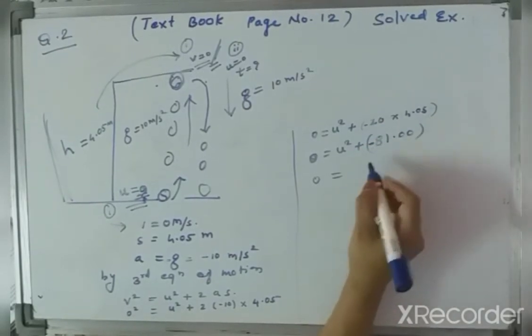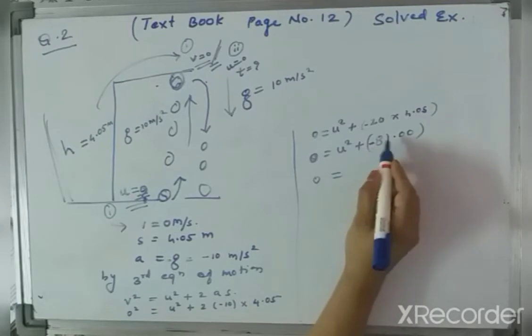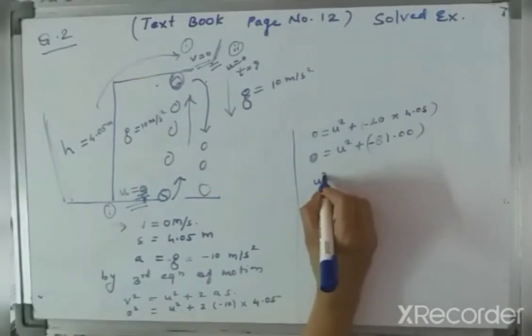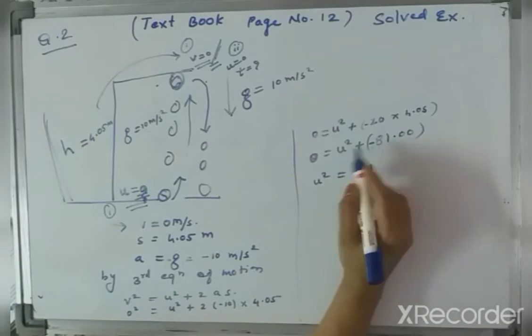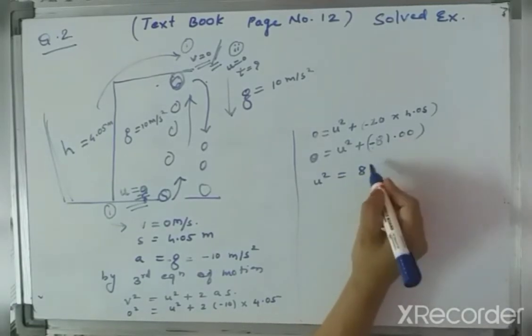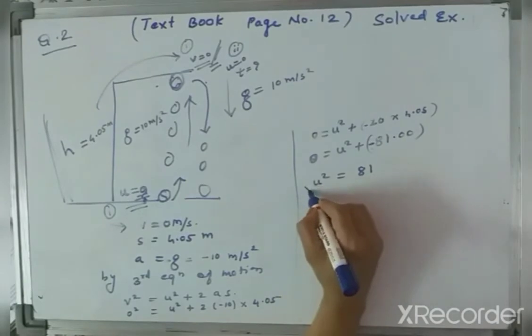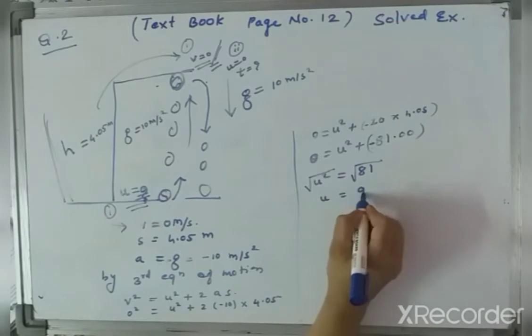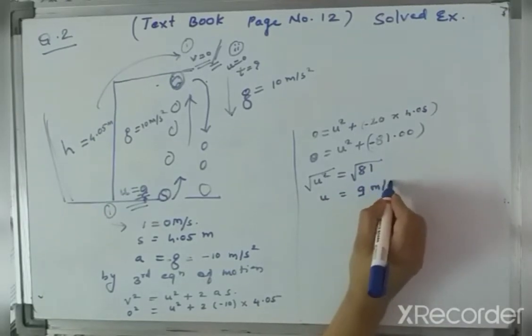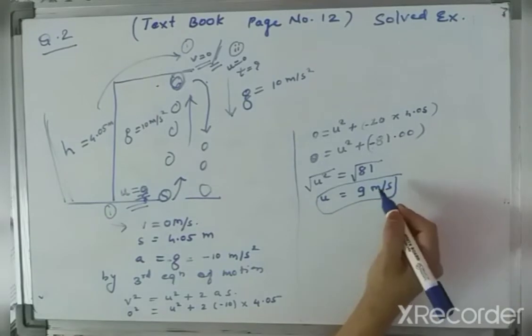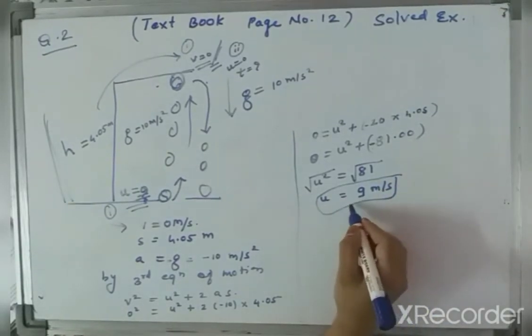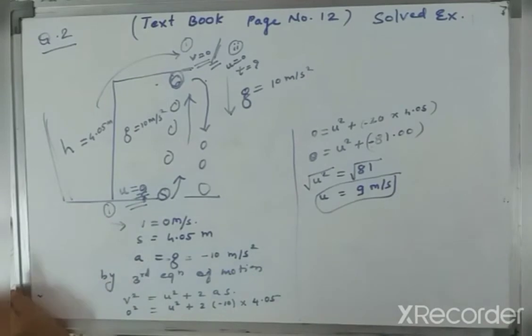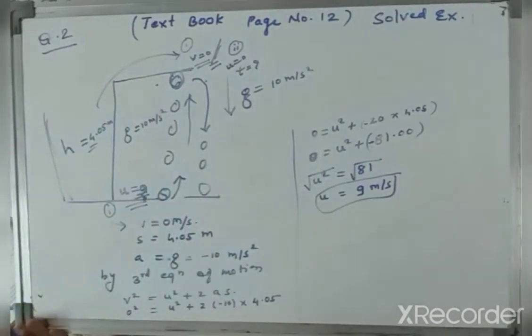Positive into negative, negative. We have to find out the value of u square. So u square is equal to 81. This will get transposed. Negative 81 will become positive 81. We need to calculate value of u, not u square. So we will find the square root. So u is equal to 9 meter per second. So what was the initial velocity? If you throw the ball at 9 meter per second, then only it will reach the height 4.05 meters. Is it clear?